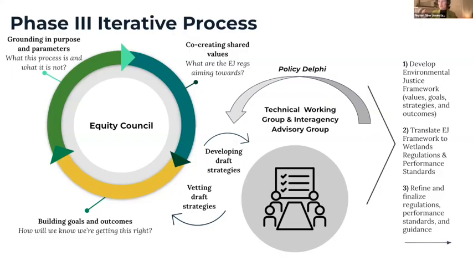So the technical working group and the interagency working group, through a process called Policy Delphi, which is essentially a way of moving towards consensus as a group through a series of digital surveys, worked on this set of potential strategies. We then brought the strategies back to the Equity Council, to the environmental justice folks, and we said, what are we getting right here? What are we getting wrong? Further edited, further iterated on those strategies. And that's what made its way into the draft regulations that you see today.